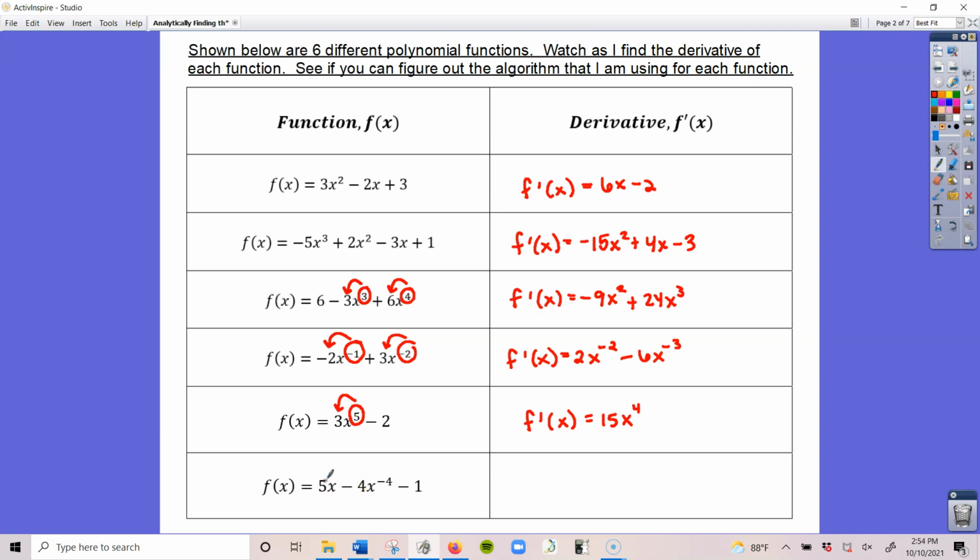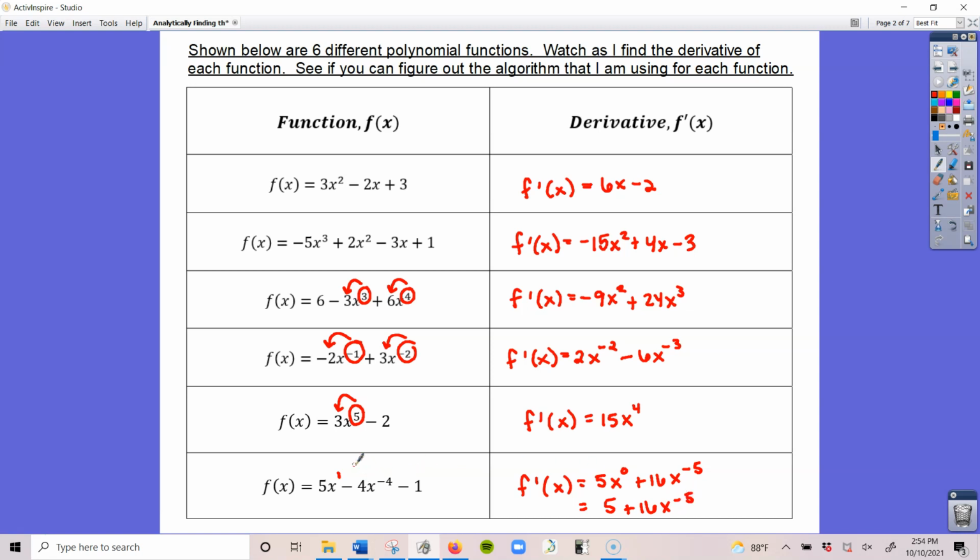Lastly here, f of x is equal to 5x minus 4x to the negative 4 minus 1. The derivative of 5x would be, even though we don't see an exponent, it's 1. 1 times 5 is 5, x to the 0, plus 16x to the negative 5. Now x to the 0, anything raised to an exponent of 0 is 1. So this would be 5 times 1, which is 5, plus 16x to the negative fifth.